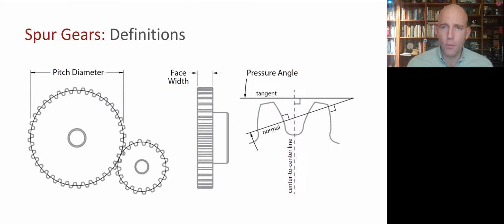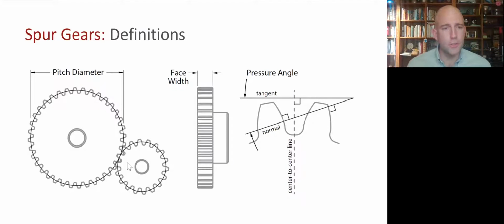And the most important property is the pitch diameter. That is the diameter of this pitch circle that goes about midway through the teeth of the gear. If two gears have pitch circles that contact at a single tangent point, then those gears are properly meshed and they'll work as intended. And the ratio of the pitch diameters will be the gear ratio. That's a very important property of a gear set.